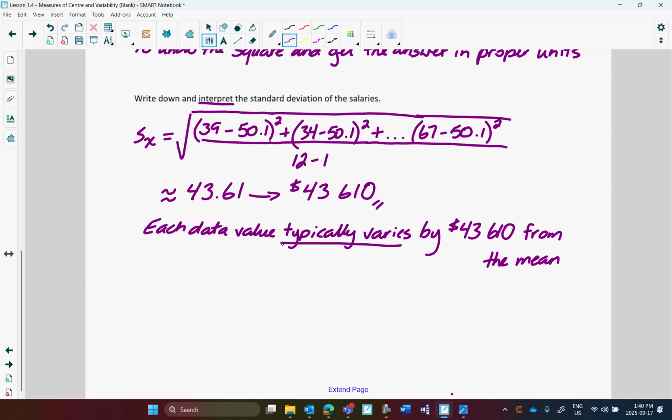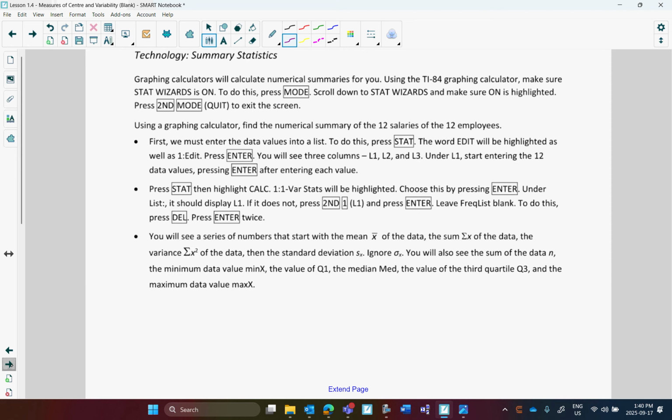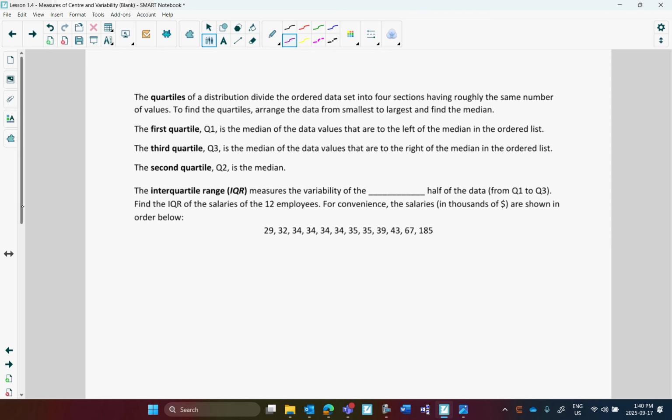The last one. And this last one is related to the median. We can take a distribution and cut it up into approximately fourths. So we've got a bottom fourth of data, second bottom fourth, second top fourth, and the highest top fourth. We call those quartiles.